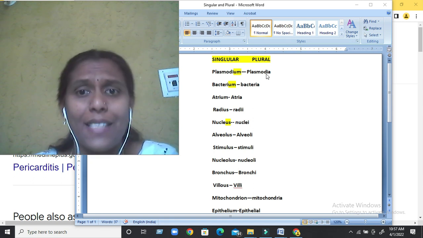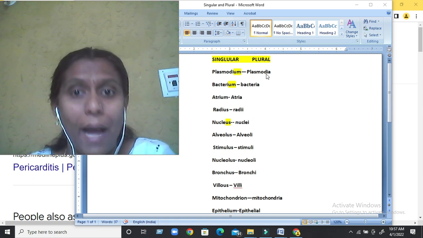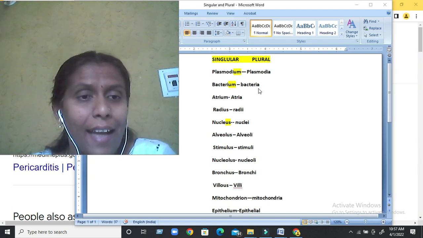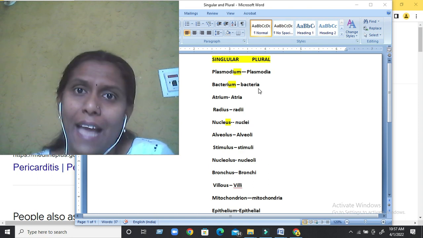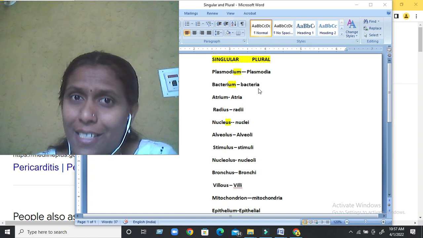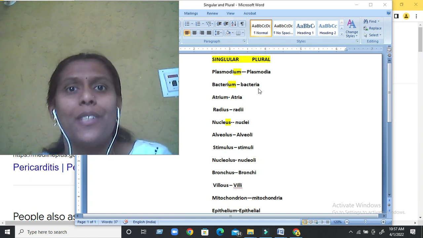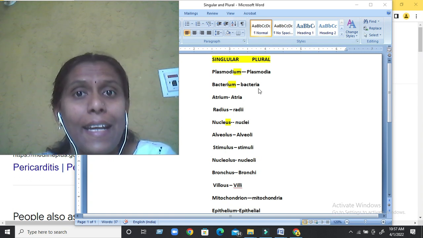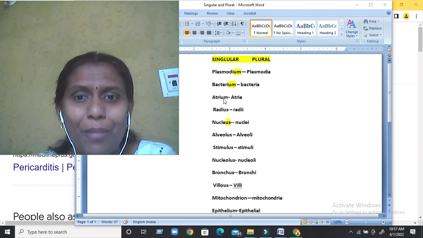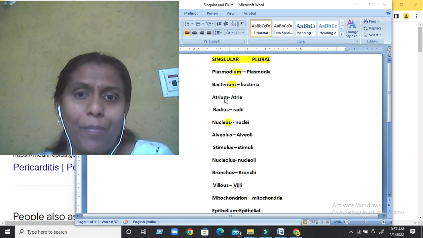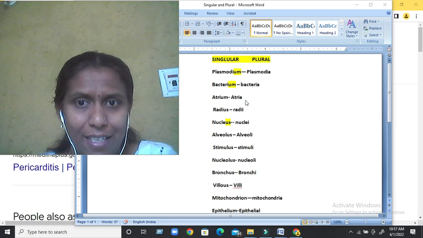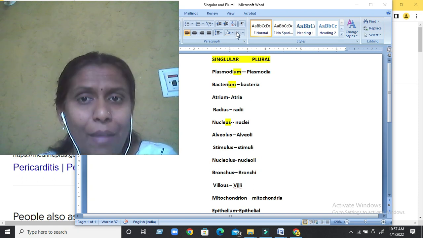The same logic goes for bacterium and bacteria. The ending um is replaced with a if it has to be plural. Now friends, if that's the case, why don't we use the same technique for any other words whose singulars end with um? Yes, it's possible. Look at the third one, atrium. Um is the ending pair of letters. Now replace it to get atria.